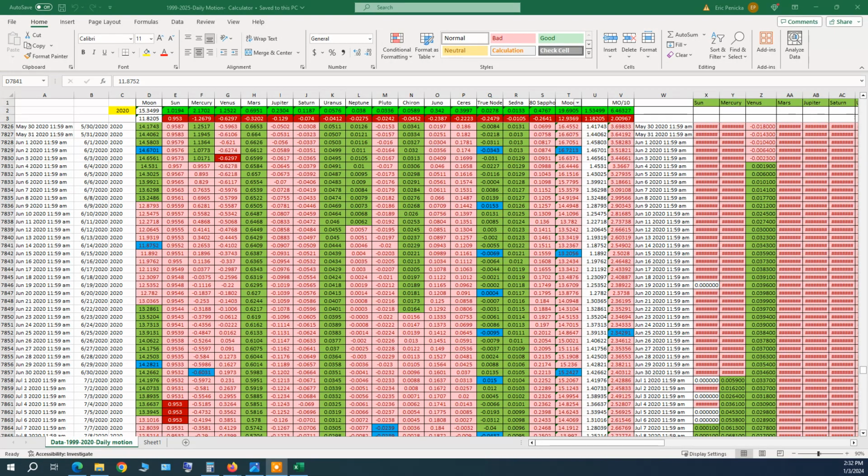So along with the Ninja data files, there's also a set of calculators that comes with the book. These contain the astronomical data that you need for making those daily swing forecasts. The one I'm showing on the screen here is the 1999 to 2025 daily motion calculator. This gives you the speed of each of the planets and some of the asteroids. So the explanation for how to use this is in the book.